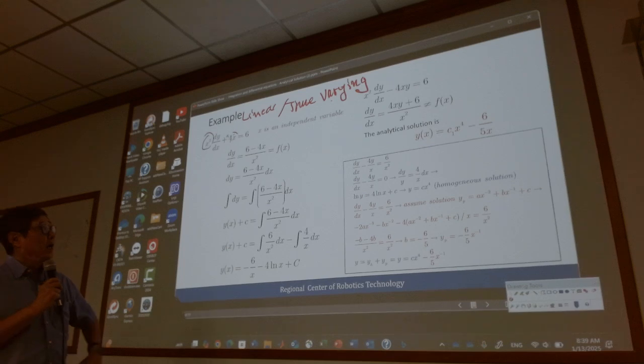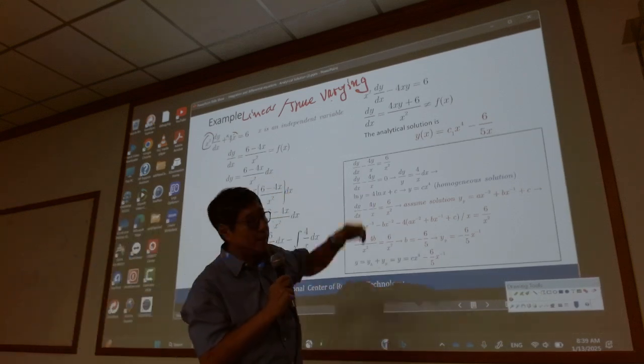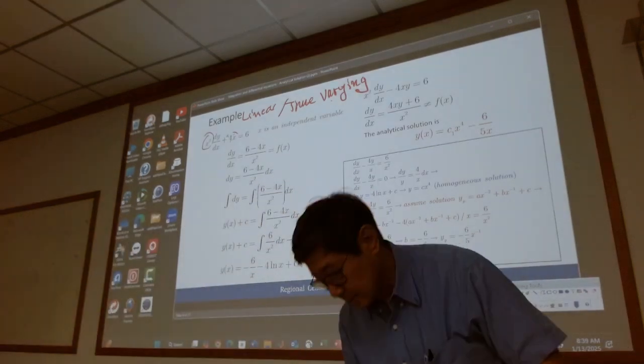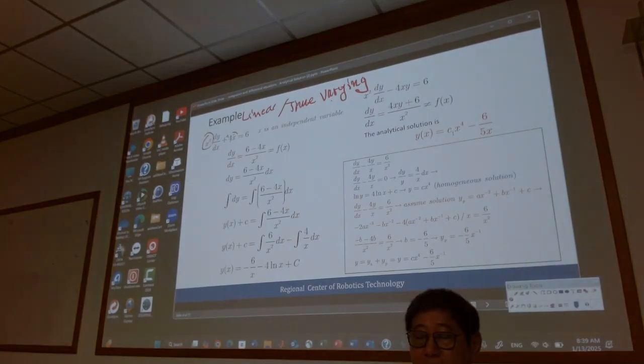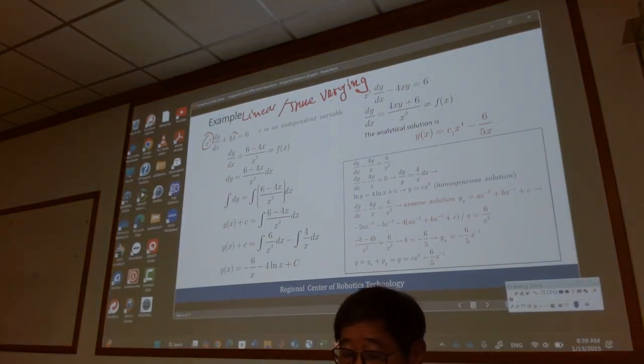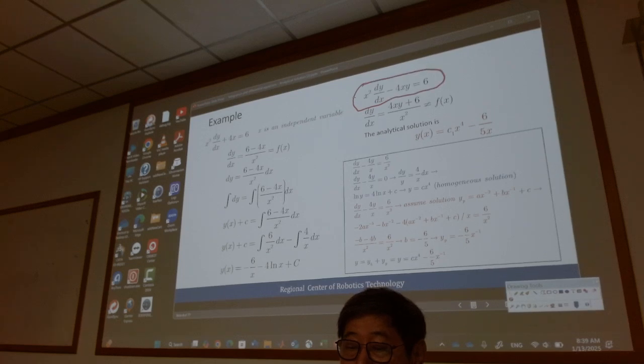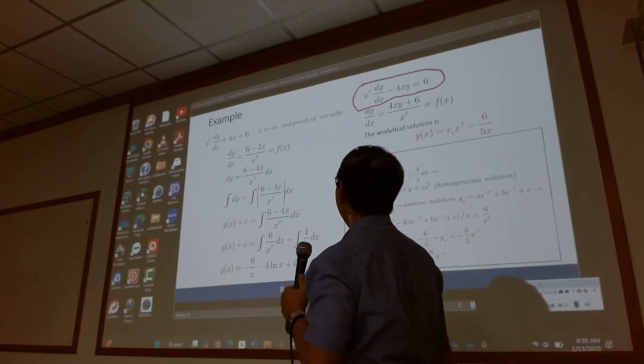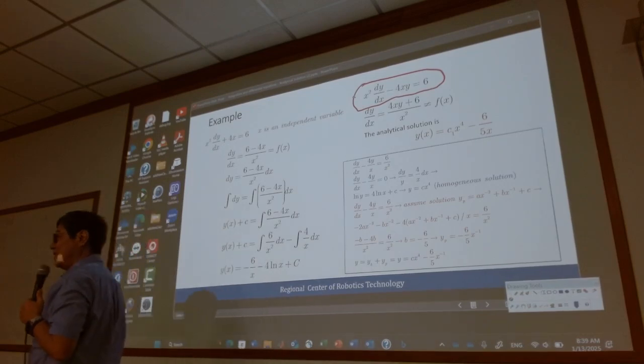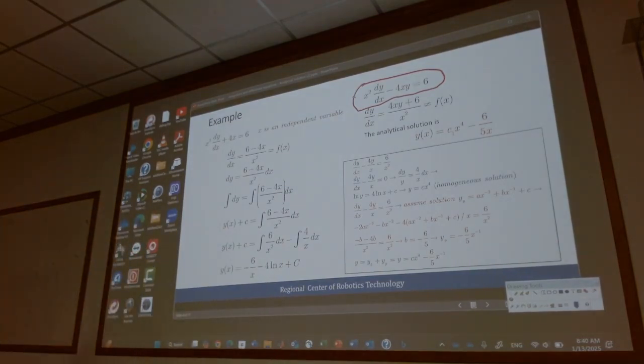Okay. Now I modify that one to this one. If I modify this one to this one, is this linear? No.